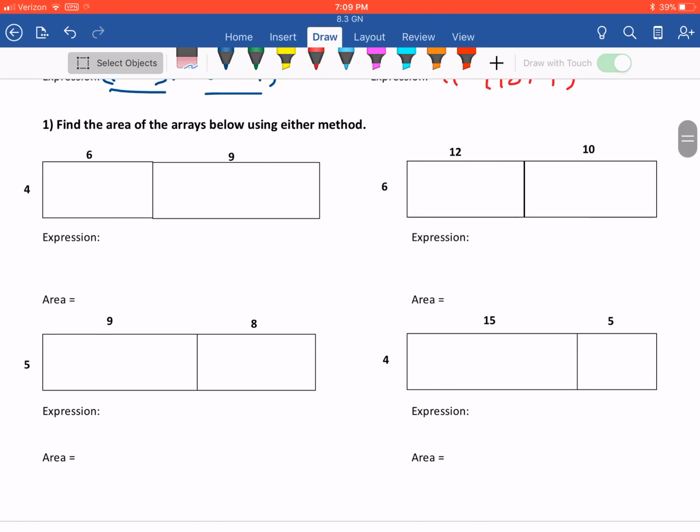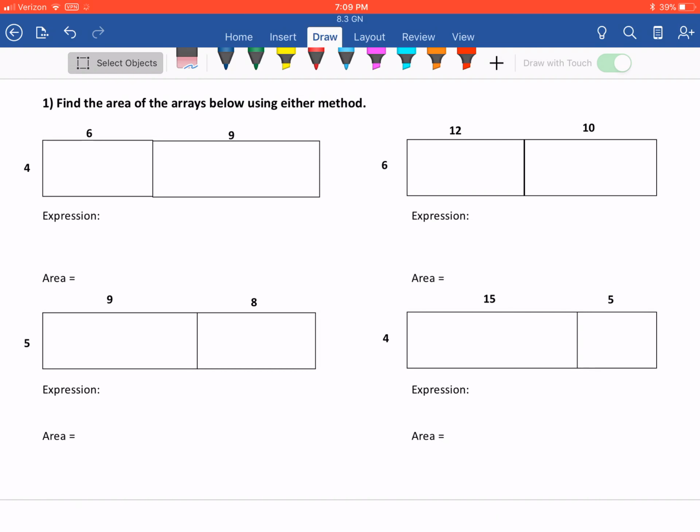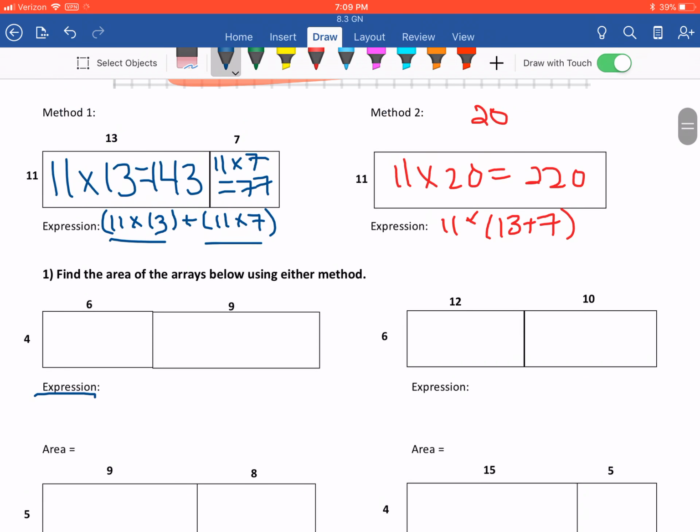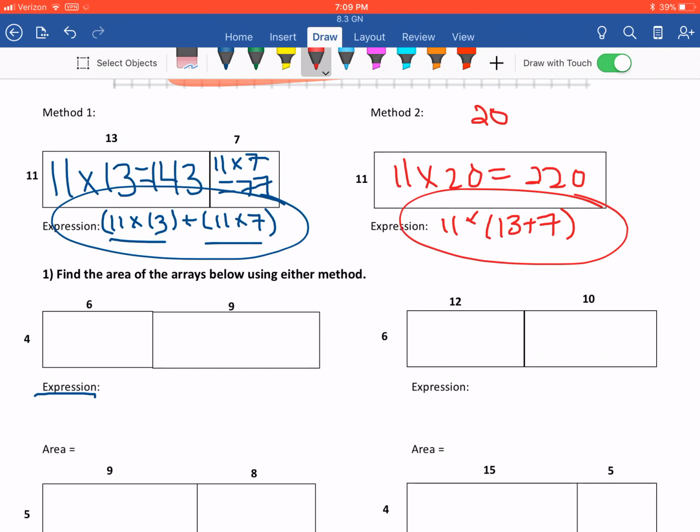There are several problems here that I want you to go ahead and try on your own without me. You're going to find the areas of the arrays using either of the methods. You can either add them up first and then multiply, or you can multiply them separately and add. It doesn't matter. Make sure you're writing your expression, meaning like up here where I wrote either this or this, whichever way you're solving it, and then there's a space for your area. Whenever you're ready to check these four, go ahead and unpause the video and we'll go over them.